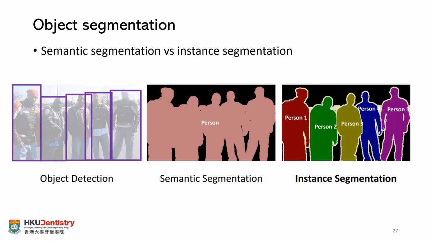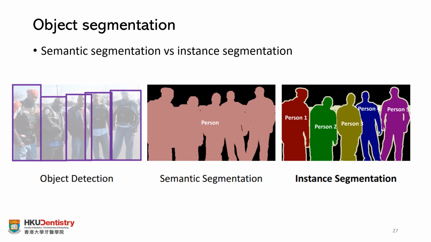In image segmentation problems, we have two types of segmentation: semantic segmentation and instance segmentation. So what's the difference between these two? Suppose we have the original image on the left. We have one image with 5 persons on that. If we want to develop an object detection model, as I've mentioned, the output of the model will be a rectangle around each person.